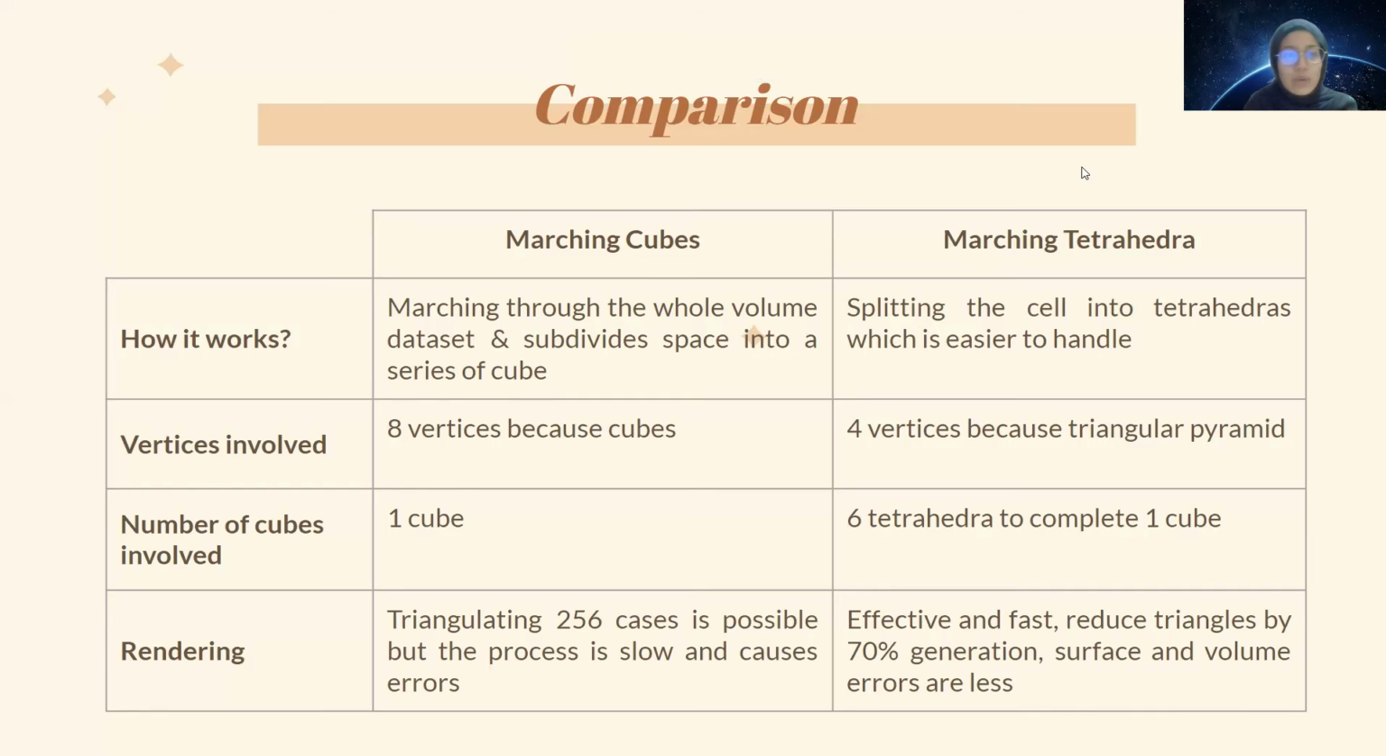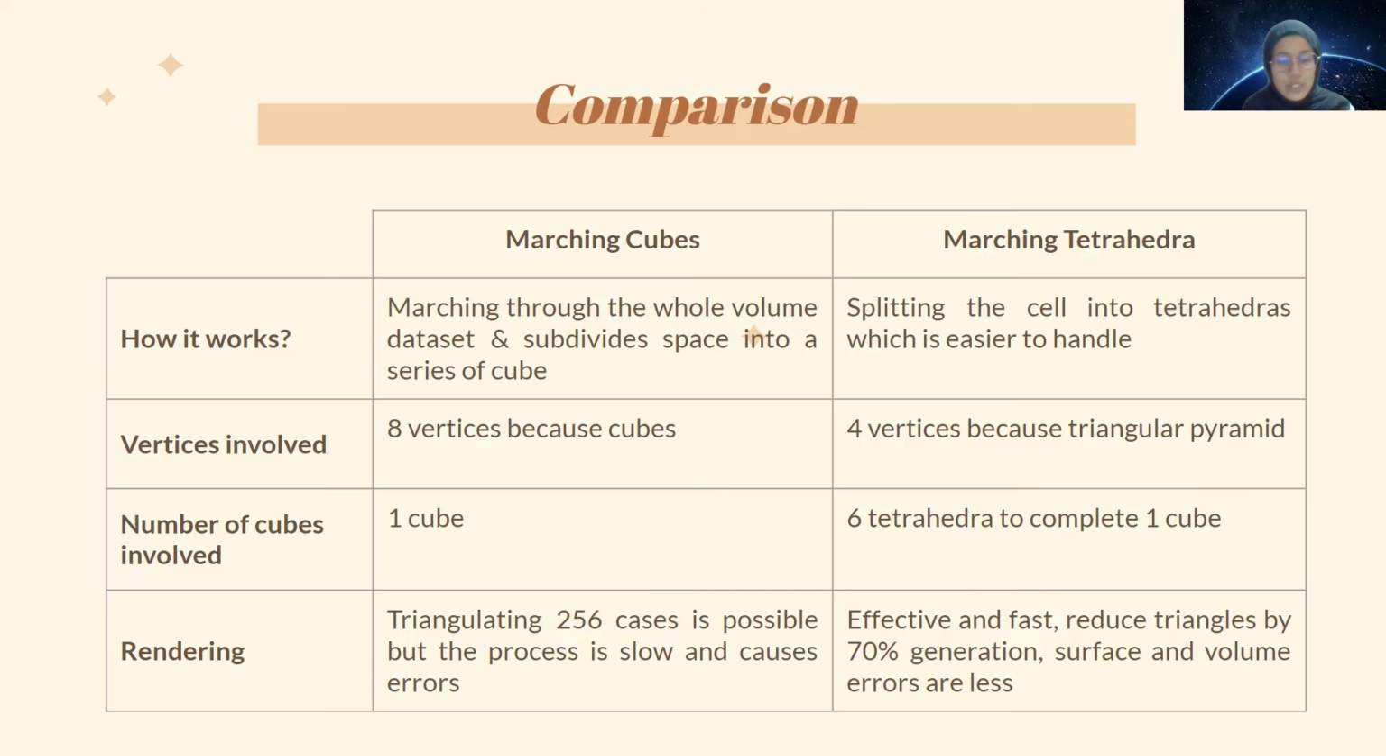Next part is about the comparison between marching cubes and marching tetrahedra. Marching cubes works by marching through the whole volume dataset and subdividing space into a series of cubes. While marching tetrahedra splits the cell into tetrahedra, which is easier to handle. It involves 8 vertices because of the cube, while marching tetrahedra involves 4 vertices because of the triangular pyramid. For the number of cubes involved, marching cubes involves 1 cube only, while it takes 6 tetrahedra to complete 1 cube.